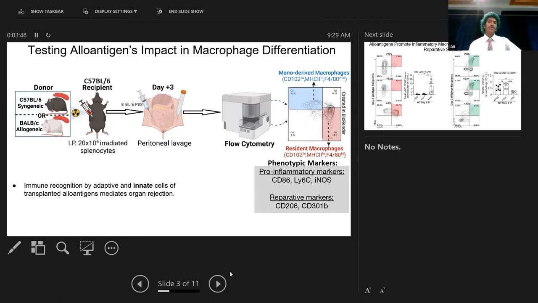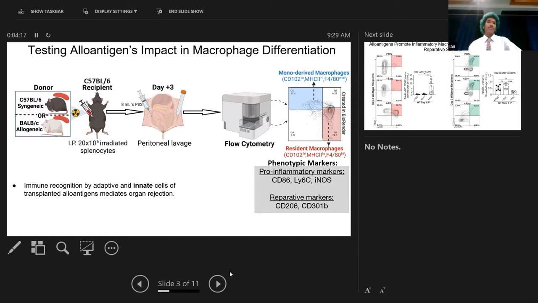So if you were to receive a transplant from someone, it would likely be allogeneic, as there are differences in the major histocompatibility complex on the outside of the cell. And so what Jordan did in the past was he implanted splenocytes from BALB-C mice into B6 mice, into their peritoneal cavity, just because that's where a lot of the macrophages are, to observe what differences there were.